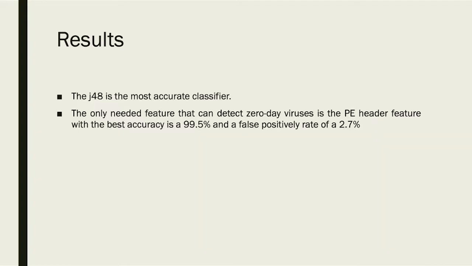The results of this study were that J48 is the most accurate classifier, and the only needed feature that can detect zero-day viruses is the portable executable header feature, with the best accuracy of 99.5% and a false positive rate of 2.7%.